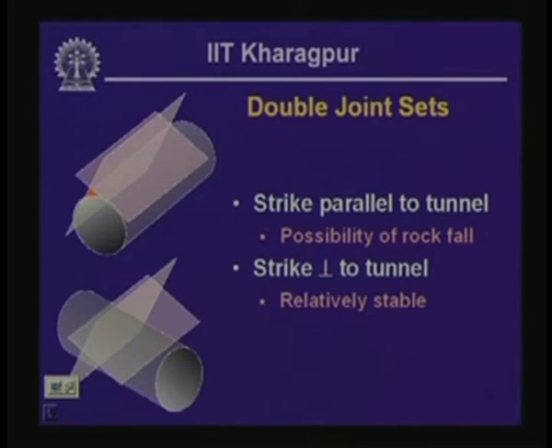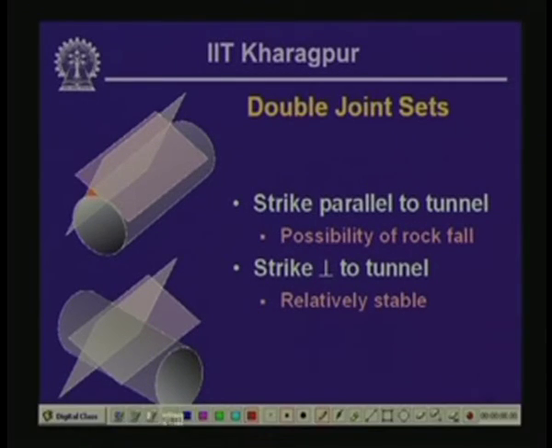So, to summarize what we talked about in this problem involving double joint sets, if you have got the strike of the joint sets parallel to the tunnel, then you should consider the possibility of rock fall, and if you have got a strike perpendicular to the tunnel, then you are going to have a relatively stable configuration. Let us look at the first point in a little bit greater detail.